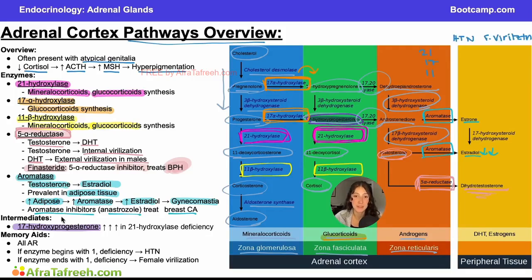Now, I know that was a lot of information. I want to quickly recap what we talked about in this video by going through some memory aids. So the first thing I want you to remember is that all of our differences of sexual differentiation are autosomal recessive, so it's an easy inherited pattern to remember there.